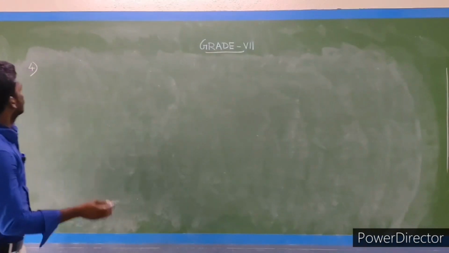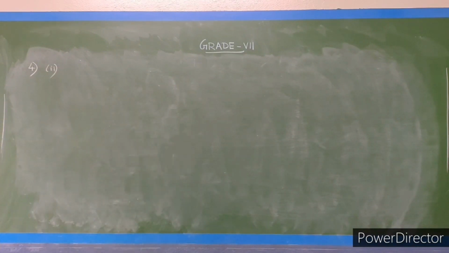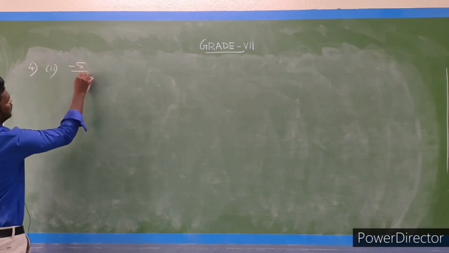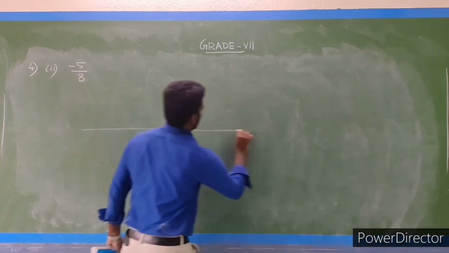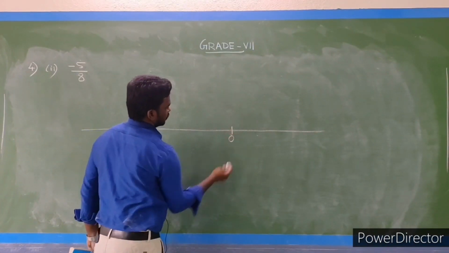Okay. What is our second one? So what is the second one? The number minus 5 by 8. We have to represent the number minus 5 by 8 on the number line. How to write minus 5 by 8? First we want to draw the number line. So we can consider this number 0.